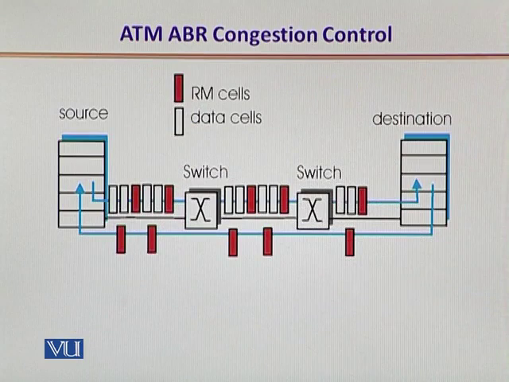Let's look at it from an illustrative point of view. Here we have a source and a destination and two intermediate switches. You see two kinds of ATM cells. The ones shown in white are data cells, and the ones shown in red are the resource management cells. These two cells intersperse each other, where we see a lot of data cells interleaved with some of the resource management cells. The resource management cells convey the network state either from the source to the intermediate switch, or from one intermediate switch to the other intermediate switch, or from one of the intermediate switches to the destination.